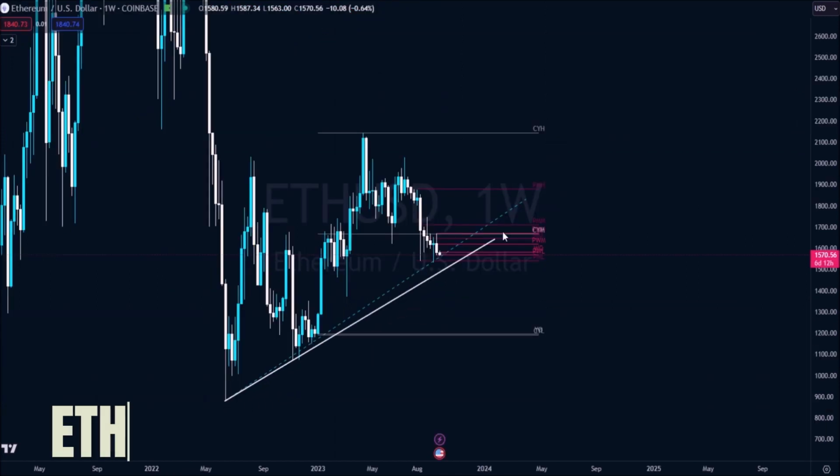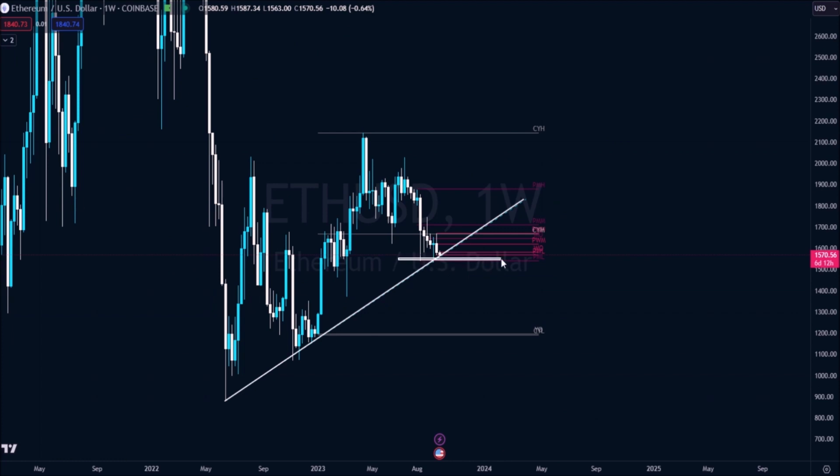Ethereum's coming into some structure here that I would prefer if we get a weekly close below, and a retest of some structure, and targeting this yearly open and current yearly lows. So that would be a bigger play for me on the higher time frames.